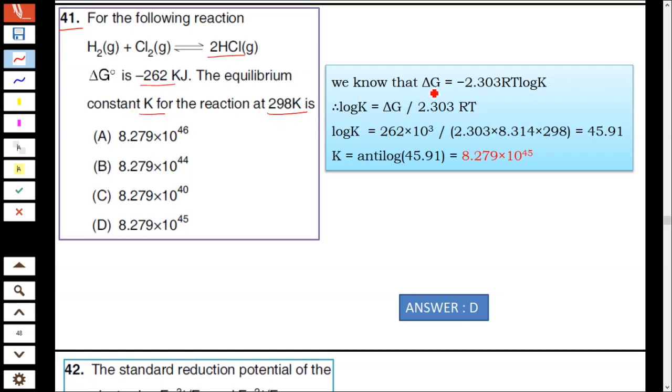We know delta G equals minus 2.303 RT log K. Hence log K is equal to delta G by 2.303 RT, with a minus here. The value is given as minus, so minus into minus gives plus. So 262 into 10 power 3 divided by 2.303 into R, which is 8.314, into 298 Kelvin, which is equal to 45.91. Taking antilog of K, you will get the answer 8.279 into 10 power 45. Option D is correct.